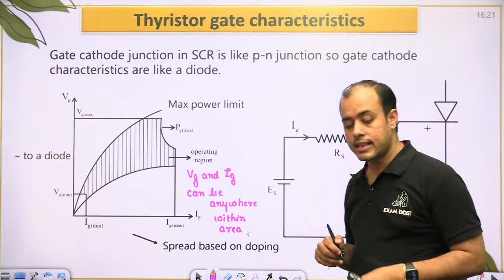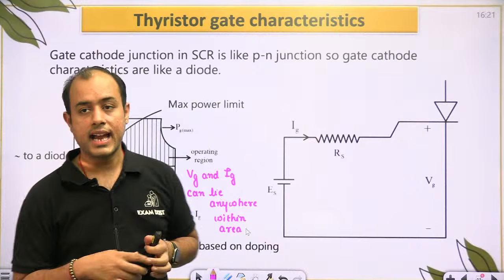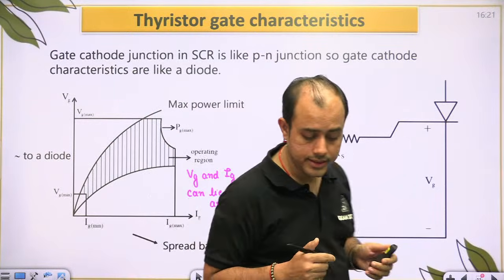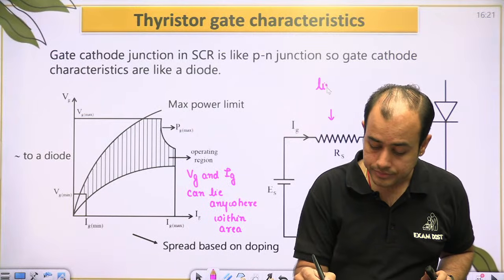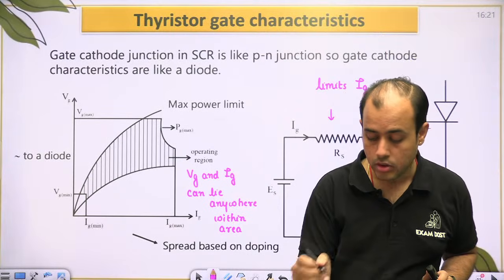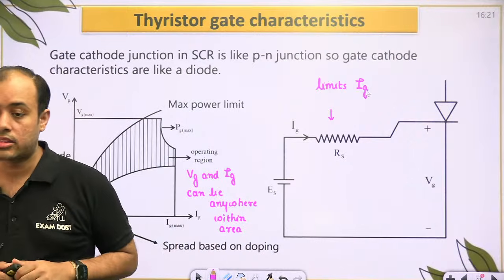Now the triggering circuit is very simple. I have a battery, beta. I have a battery. I have a resistance. This resistance basically limits IG. Okay. And this is connected between the gate and the cathode.